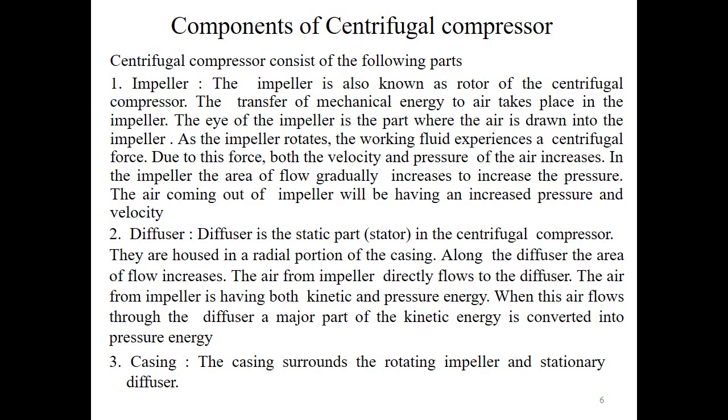The air from the impeller has both kinetic energy and pressure energy. So when this air flows through the diffuser, a major part of the kinetic energy is converted into pressure energy. That is due to the diverging passage, increasing cross-sectional area. Now the third component, casing. The casing surrounds the rotating impeller and stationary diffuser.